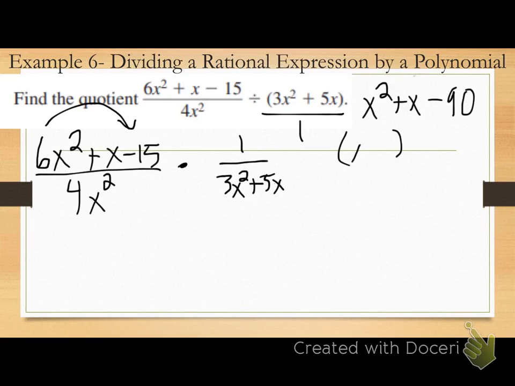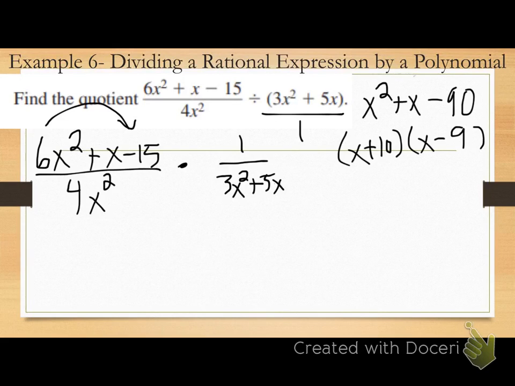So now I can draw my parentheses. What are my two signs? Plus, minus. And now I'm looking for two numbers that multiply to give me negative 90 and add to give me positive 1. Which one's negative? Negative 9. So I get x plus 10 times x minus 9.